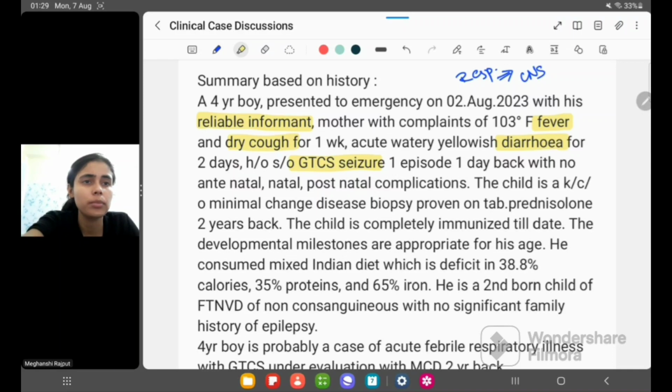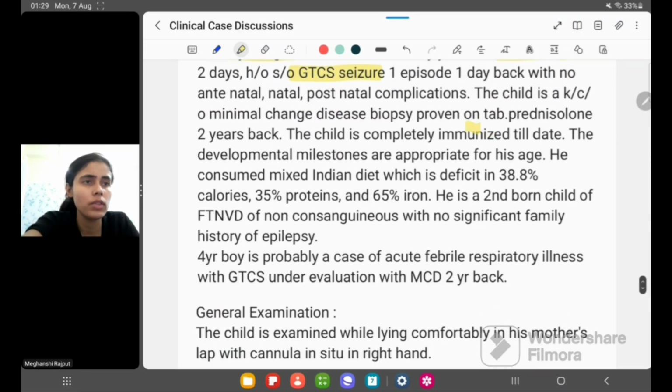And then we need to mention that the child is immunized, and how much dietary deficit there is, we also know now, and we can just club it that a 4-year boy is probably a case of acute febrile respiratory illness with GTCS under evaluation with MCD 2 years back. So minimal changes is 2 years back. Okay, that much is clear from our history.